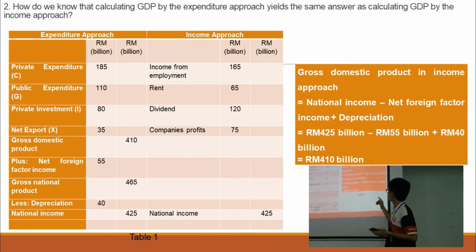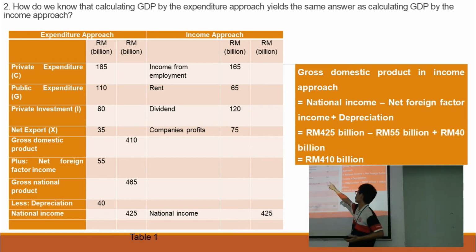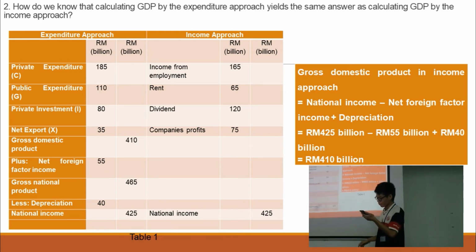2. It shows the formula for counting GDP is national income minus net foreign factor income plus depreciation. As a result, the GDP in the expenditure approach is the same as the GDP in the income approach, which is 410 billion. So this is the way to know the GDP in the expenditure approach is the same answer as the GDP in the income approach. Okay, that's all. Thank you.